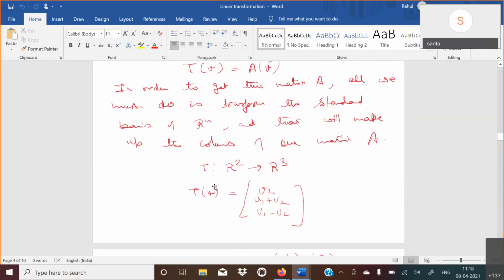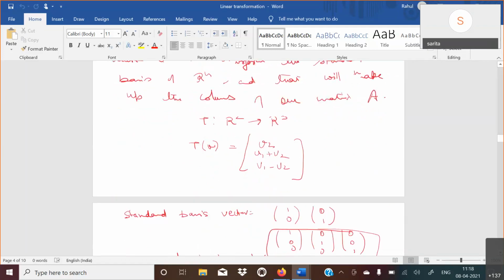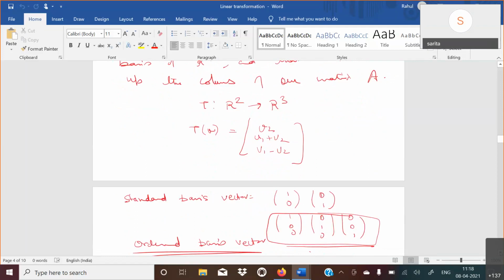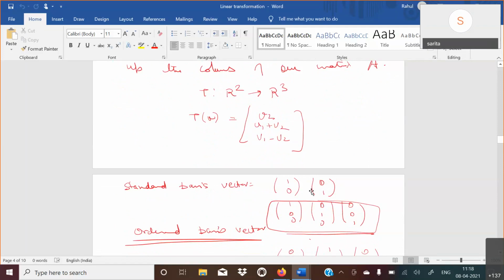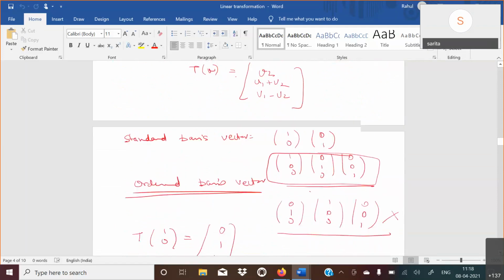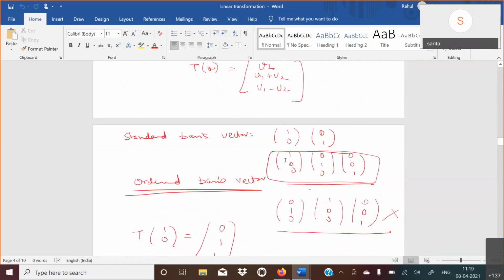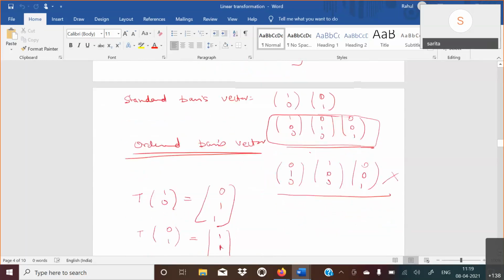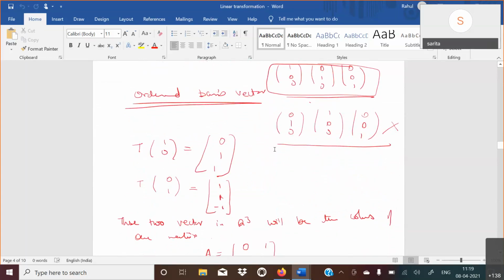So for example, we have this T from R2 to R3 and T(V) is defined as this. Now, what are standard basis vectors? You know it, right? When we are in R2, it is (1, 0), (0, 1), and when we are in R3, we have (1, 0, 0), (0, 1, 0), (0, 0, 1). Here we are also trying to understand what an ordered basis pair is. This is also a basis, but this is not ordered. When we are transforming a transformation into matrix form, we need ordered basis pairs. So for example, coming from the previous thing, T(1, 0) can be written as (0, 1, 1).